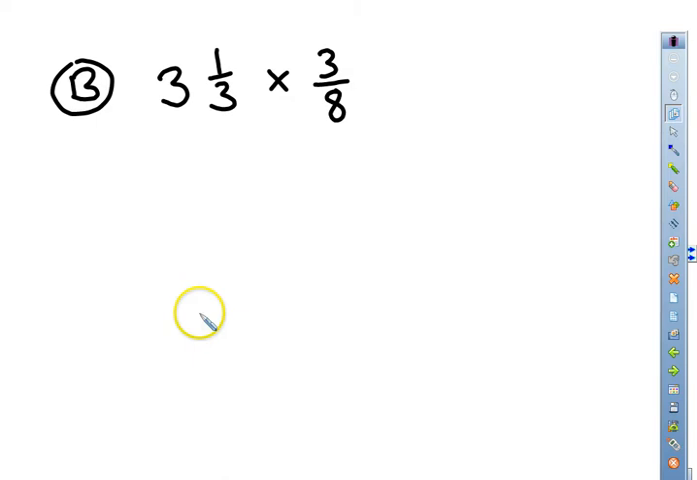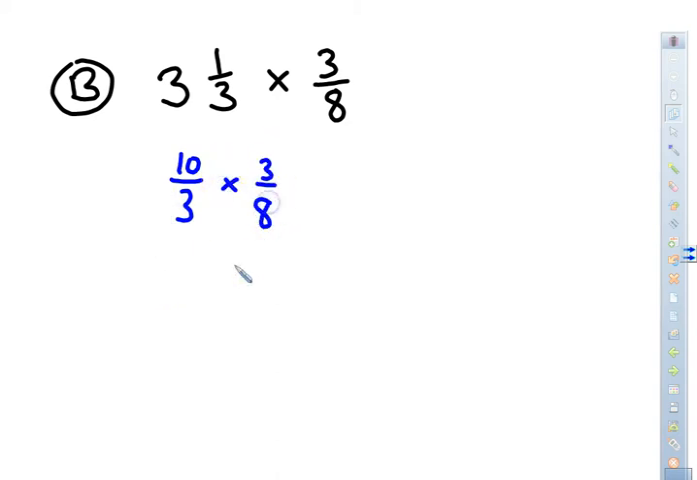Now I'm going to let you go ahead and hit pause and solve this. So we take 3 times 3, which is 9, plus 1 more is 10, over our denominator of 3, times our 3/8. Okay, now what we want to do is look to see if there's any cross-reducing that we can do, and the 3s obviously can reduce. We're going to divide both of them by 3, so this is 1, and this divided by 3 is 1.